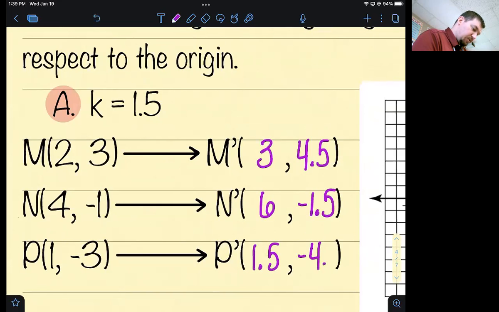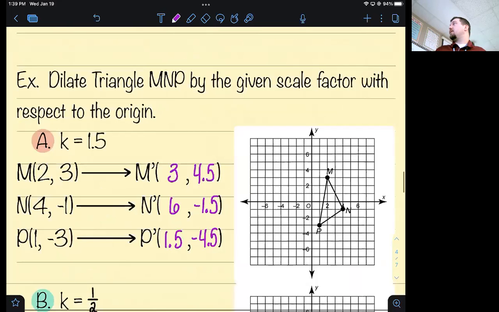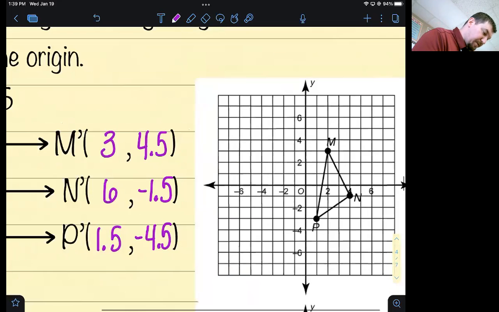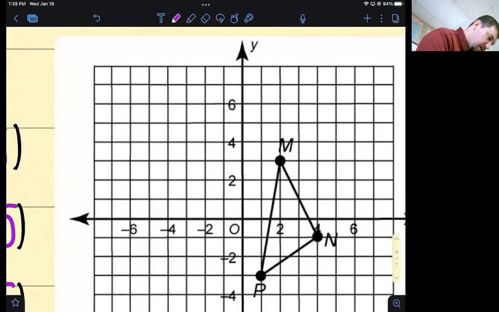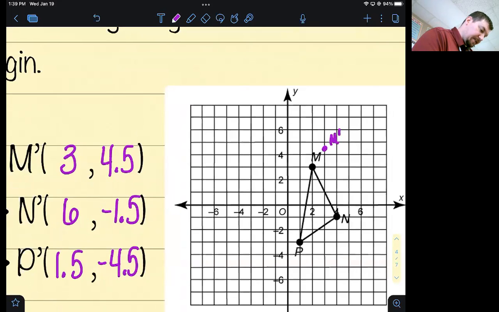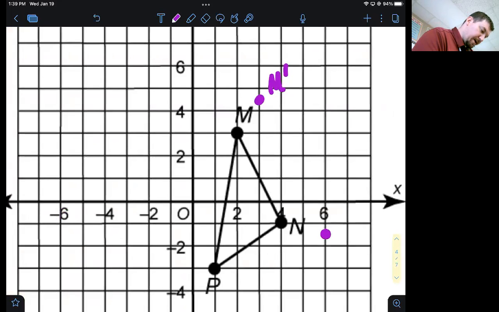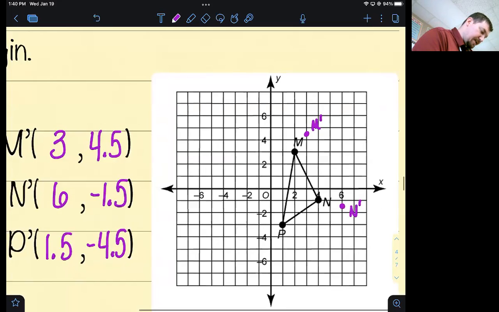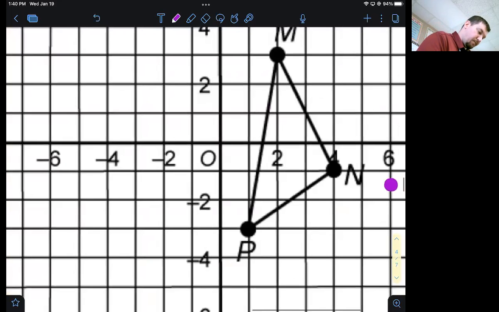Brady, what'd you get? 1.5. Okay. So we're just going to do our best here when we're trying to estimate where those half marks are. Oh, we got 6 minutes. Okay. So M prime is going to be at 3, 4.5, which is going to put me somewhere here. That's going to be M prime. And N prime is going to put us at 6, negative 1.5, somewhere in that area. And P prime is going to put us at 1.5, negative 4.5. Oh boy, 1.5, negative 4.5 puts us right in the center of that square.